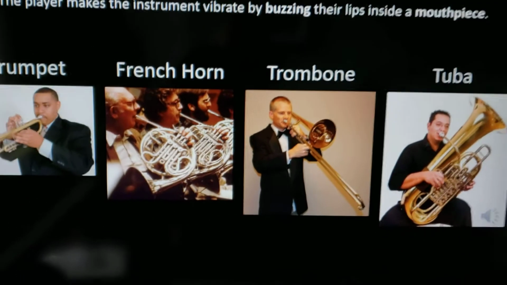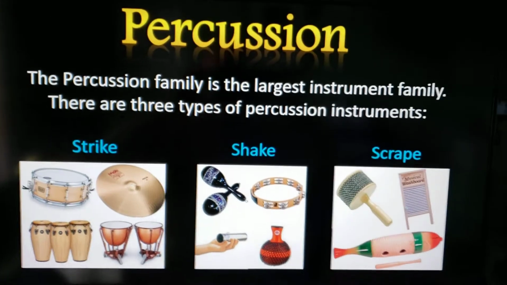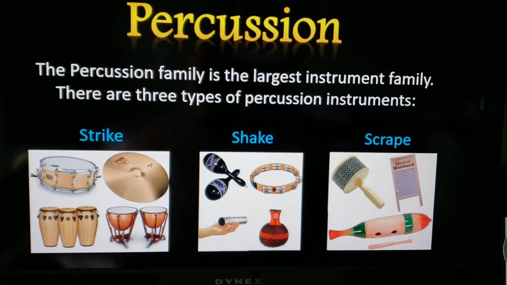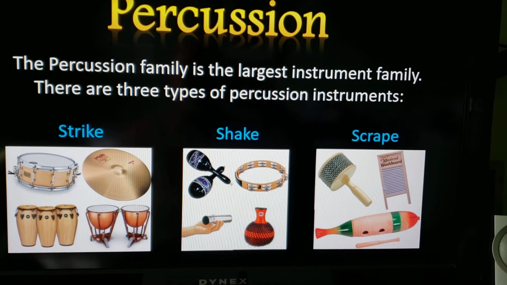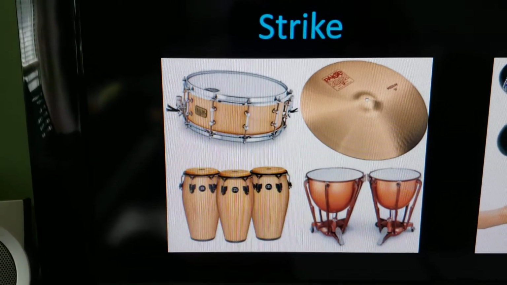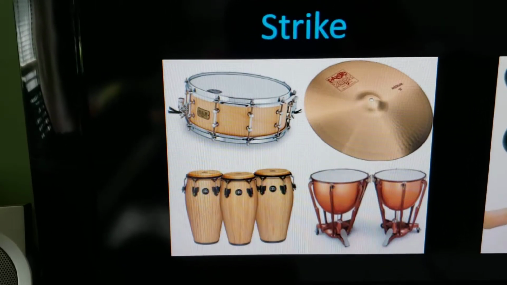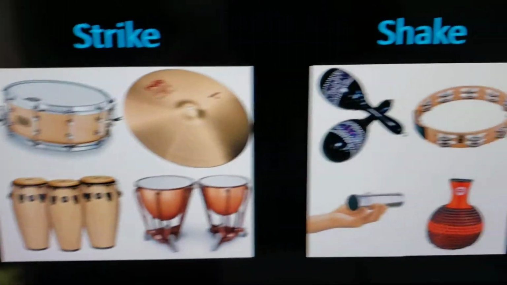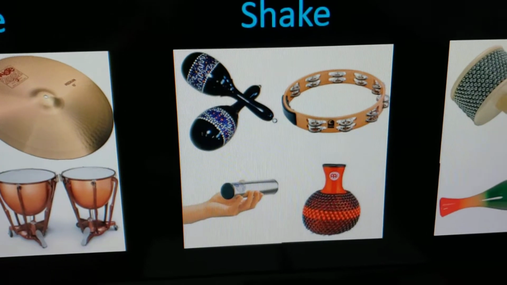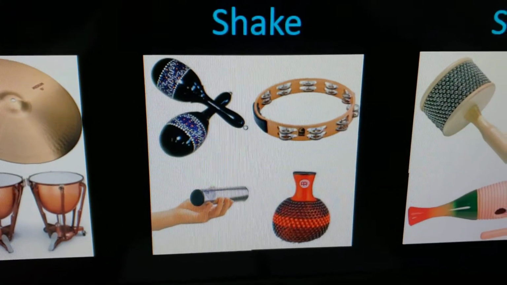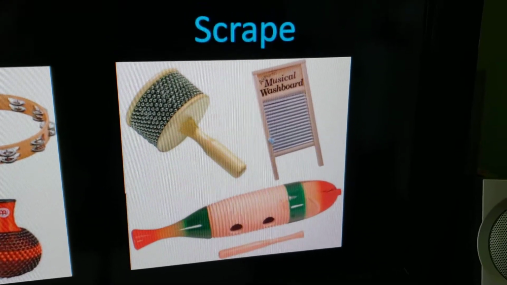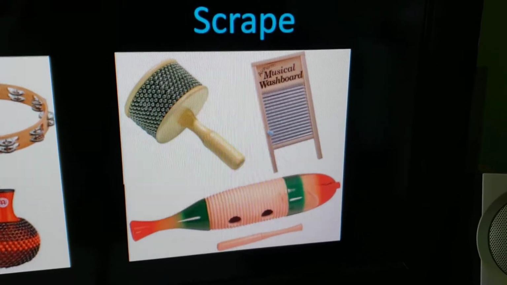All right, let's move on now to the percussion family. The percussion family is the largest instrument family. And there are three types of percussion instruments. There are instruments that you strike, such as the snare drum, the cymbal, the congas, and the timpani. And then there are instruments that you shake, like maracas, tambourines, a shaker, and an African shaker. And then there are percussion instruments that you scrape, like the cabasa, the washboard, and the wiro.